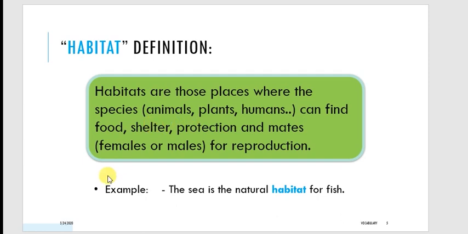protection, and mates. So for example, the sea is the natural habitat for fish, which means that the sea is the place where fish, as an animal, can find food, shelter, protection, and mates for reproduction. I hope this is clear.